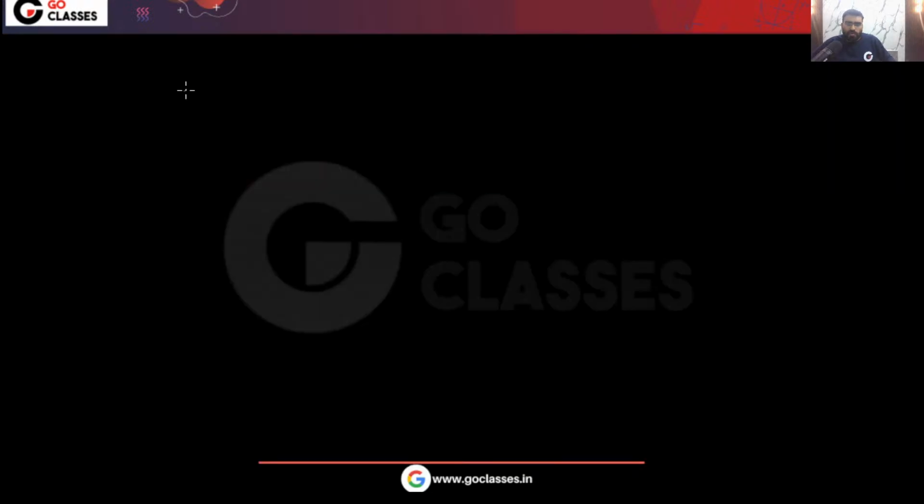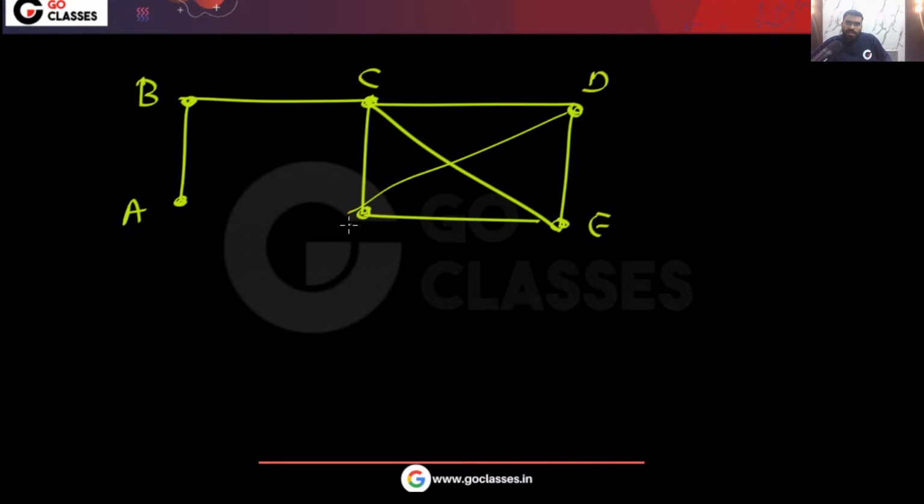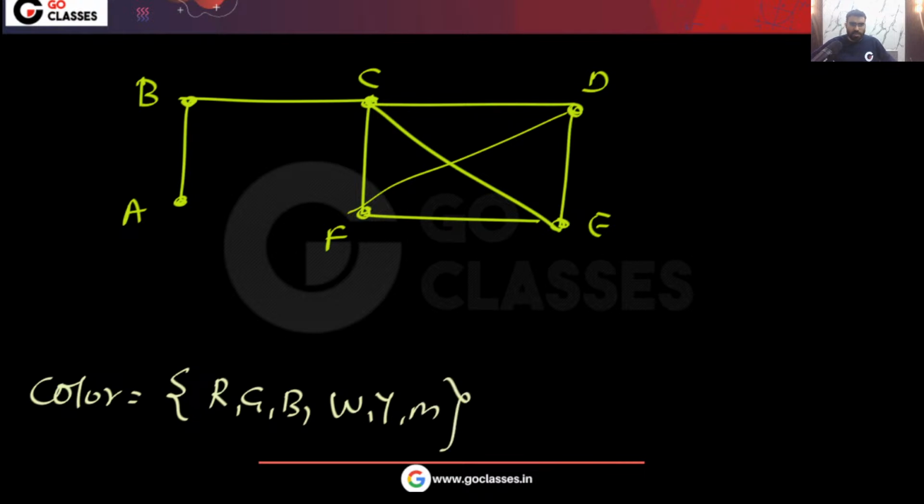Okay, so let's solve it. This graph is given to you. This is your vertex A, vertex B, vertex C, vertex D, vertex E, vertex F. Now you need to use these colors. There are a total of 6 colors: R, G, B, W, Y, M. It does not matter what the names are: red, green, blue, white, yellow, magenta, something. These 6 colors you have to use.